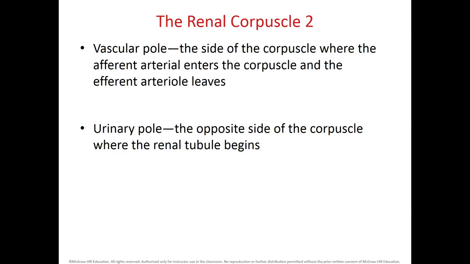Within this renal corpuscle, we have two poles. We have the vascular pole, where you have the entry and exit of the afferent and efferent arterioles. And then opposite to this vascular pole, we have the urinary pole, where the renal tubule begins.